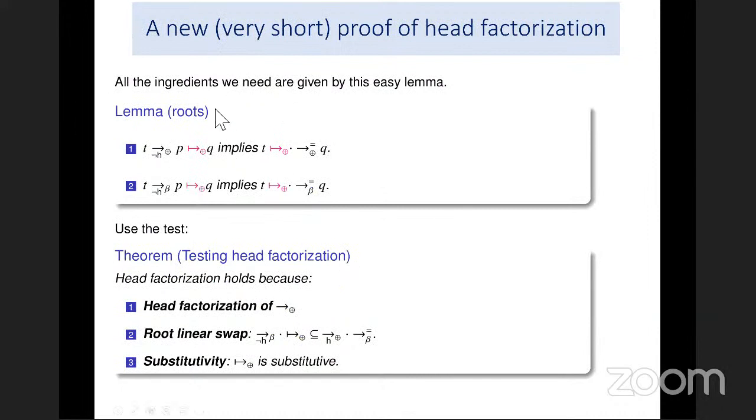Now we show that, in fact, you only need to show a very simple lemma, that is these two linear swaps with respect to the root reduction, so simply the base rule. And then you apply the test. Head reduction for the non-deterministic choice is given directly from the first property. The root linear swap with respect to non-head beta steps is directly the second property, and substitutivity is just given by the definition. So you only prove this simple lemma, and the result is automatically proved by the technique.